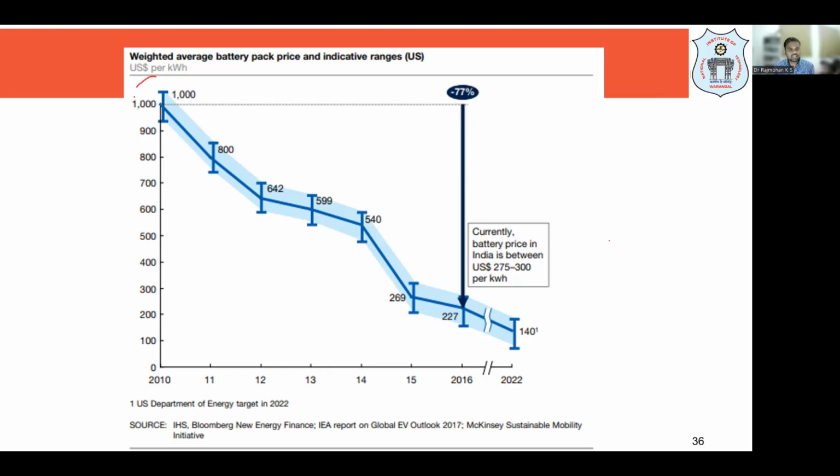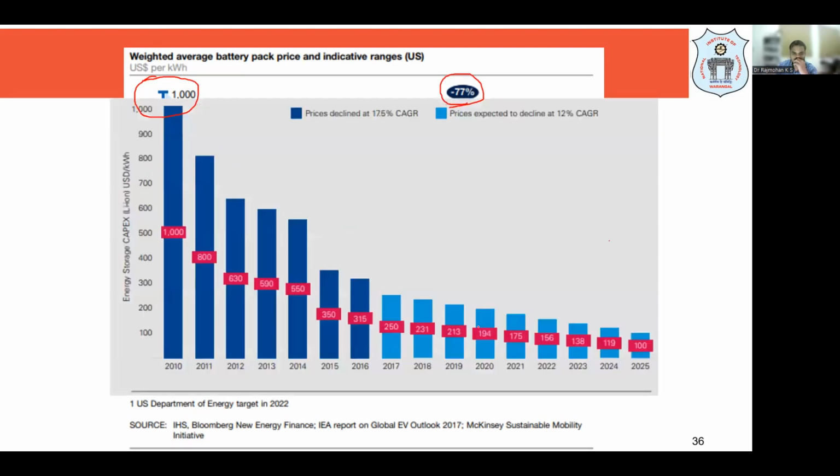Initially, when battery cars came, even though they reduce greenhouse gas emissions, the cost was not affordable for a common man. Okay, so now you can see that there is at least a 77% decrease in the cost of batteries, which helps us to move from these ICE vehicles to battery based vehicles.